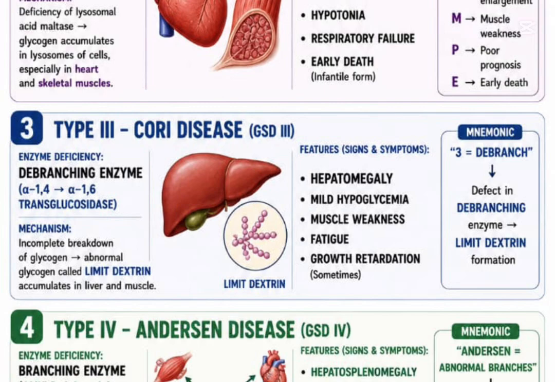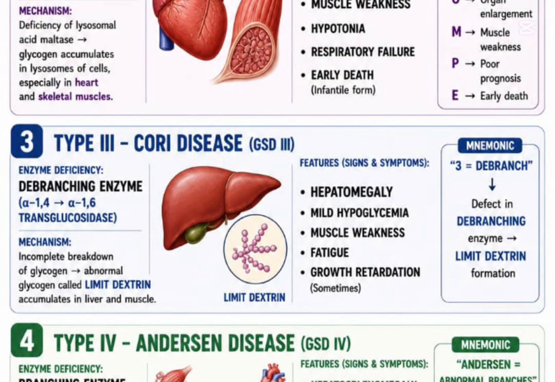Now, in Cori's disease type 3, there's absence of debranching enzymes. So what is the debranching enzyme here? It is alpha 1,6 transglucosidase, or alpha 1,4,1,6 transglucosidase. So when there's absence of these enzymes, what happens? Which means you cannot break down limit dextrin. Are you getting me? You cannot break down limit dextrin.